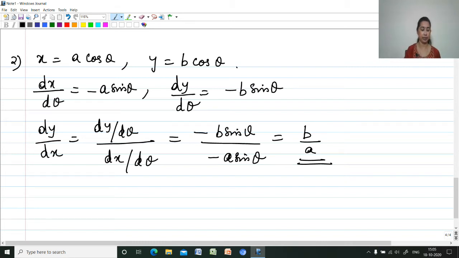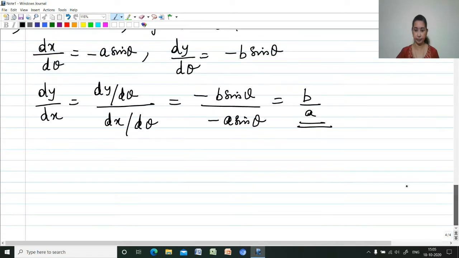Now third question, question number 3. Given x equals sin t and y equals cos 2t.